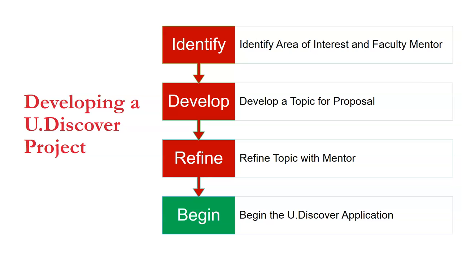Now, once you identify your area of interest and your faculty mentor, what you're going to do is to develop a topic for your proposal. So you might start with a broad idea, and what you want to do is refine that to a more specific topic that can be completed for the U.Discover project. After you develop that topic, then you'll meet with the mentor further, and you and the mentor will work together to further refine that topic. So they can provide guidance in this process, and I think it's very beneficial for you to receive their feedback and listen to their feedback, especially as they will be mentoring you throughout the process.